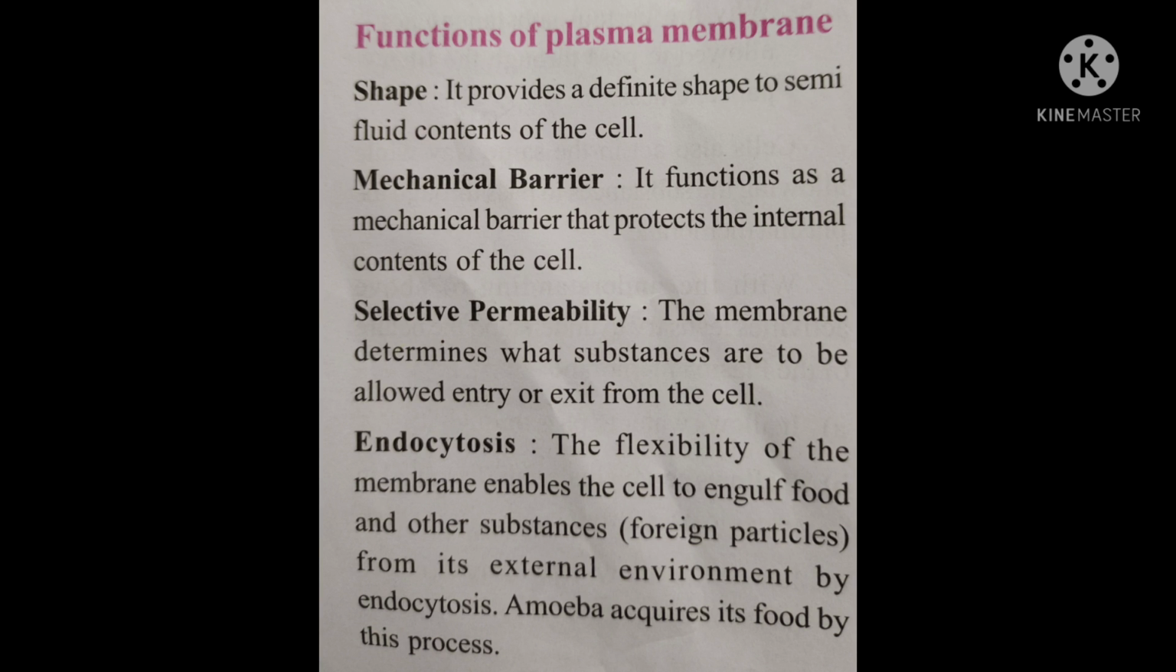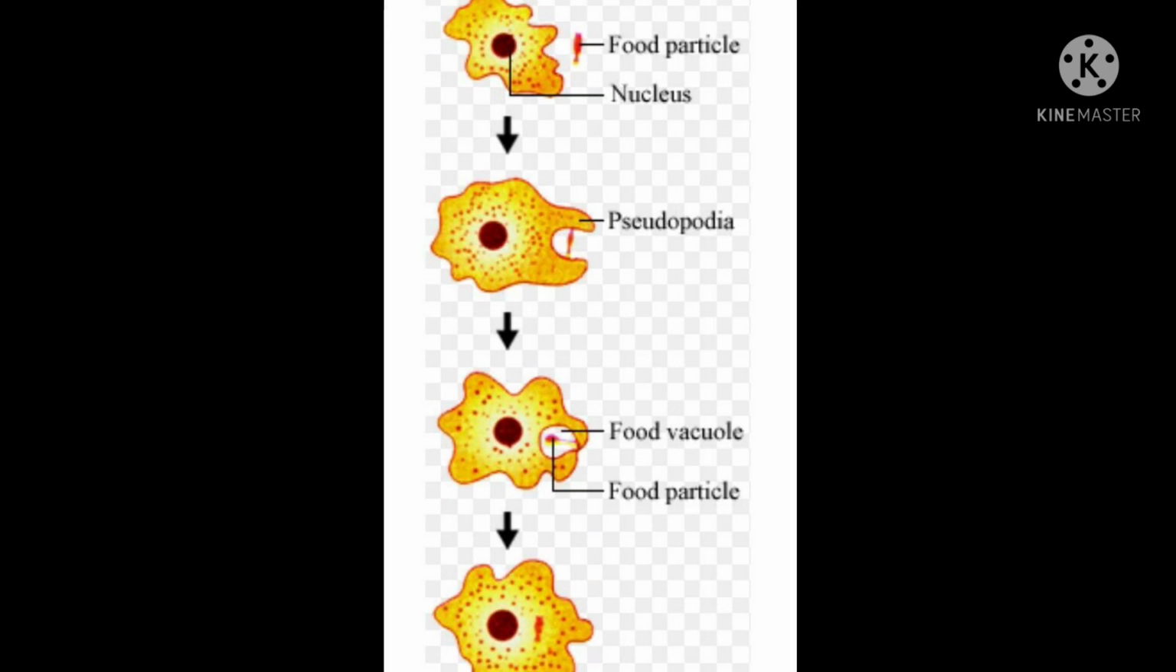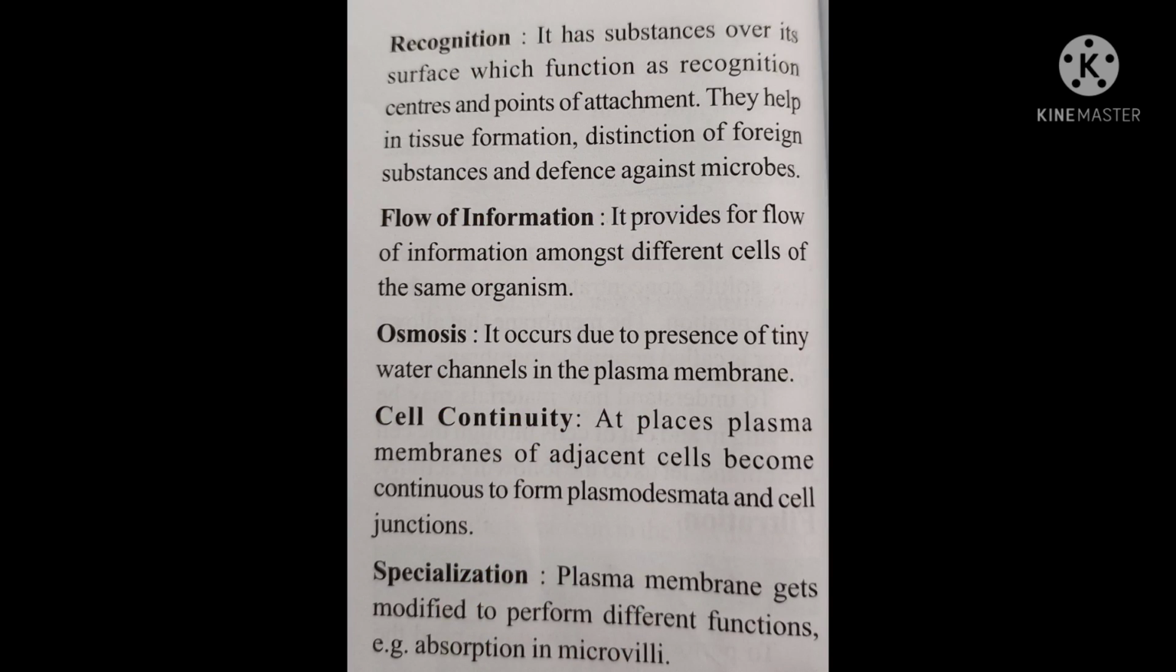Let us know the functions of the plasma membrane. Shape: it provides a definite shape to the semi-fluid contents of the cell. Mechanical barrier: it functions as a mechanical barrier that protects the internal contents of the cell. Selective permeability: the membrane determines what substances are to be allowed entry or exit from the cell. Endocytosis: the flexibility of the membrane enables the cell to engulf food and other substances from its external environment by endocytosis. Example, amoeba acquires its food by this process.